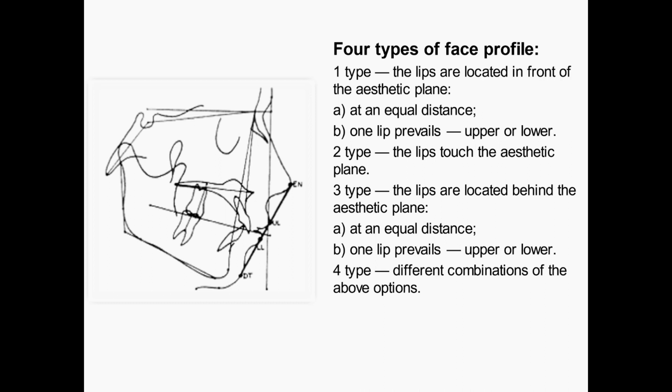Second type. The lips touch the aesthetic plane. Third type. The lips are located behind the aesthetic plane. At an equal distance, one lip prevails, upper or lower. And fourth type, different combinations of the above options.